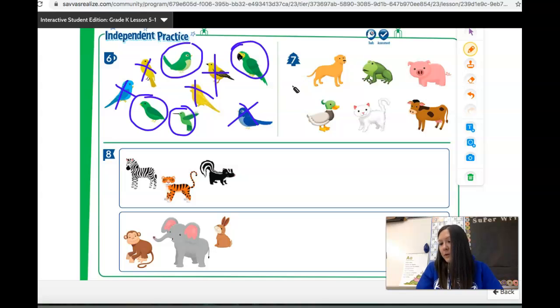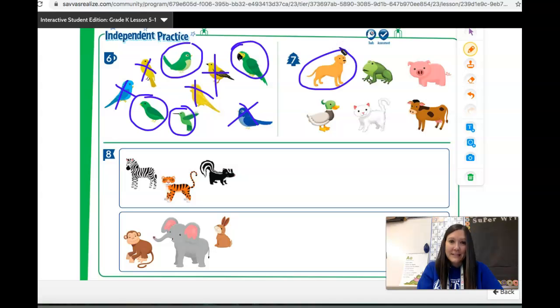All right, let's take a look at number 7, Christmas tree. For that one, I want you to draw a circle around the animals that have tails, and then put an X on the animals that do not have tails. Push pause and try it. Did you do it? Let's check our work.